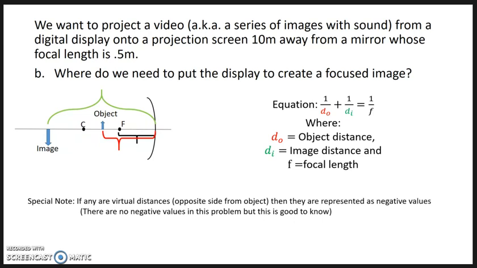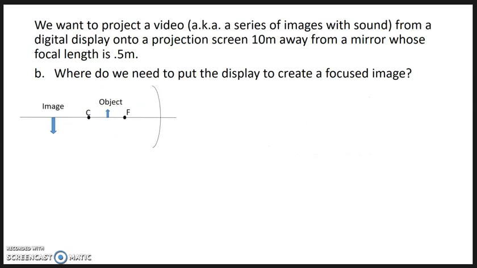Special little note here, even though it's not relevant to this problem, but for future problems that you may face: if there are any virtual distances, which are on the opposite side of the mirror from the object, so if we had any values over on the right-hand side, they would be virtual distances, and they are negative values when they get plugged into our equation here. But there aren't any, so we don't have to worry about it, but it's still good to know.